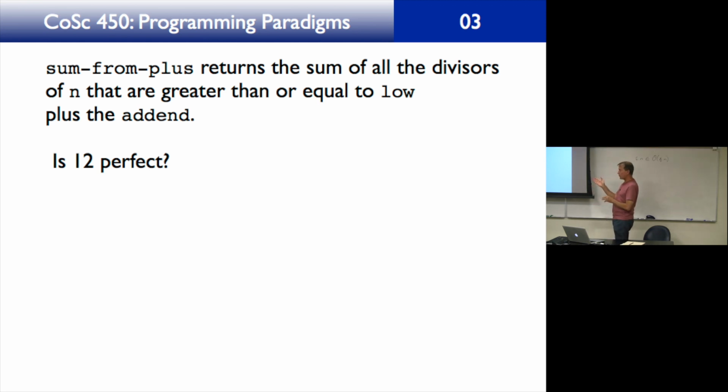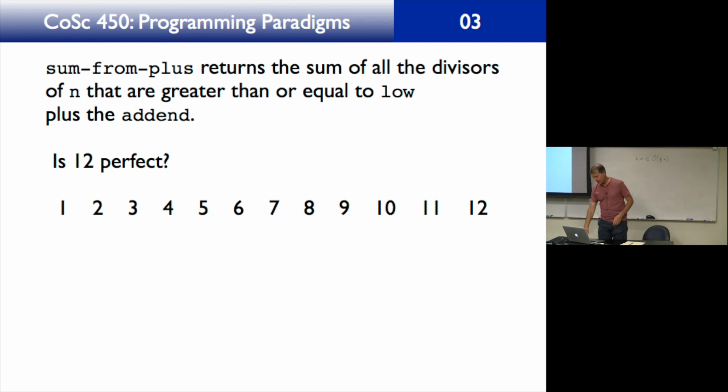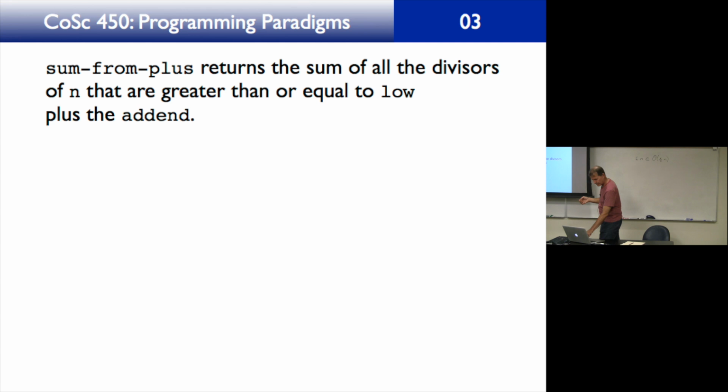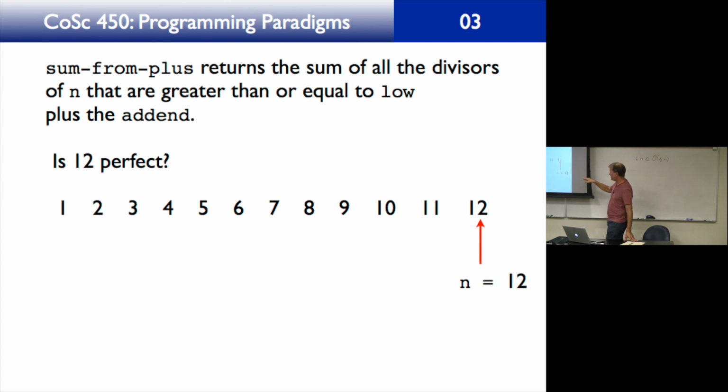We're going to do an example for 12. So how do we know if 12 is perfect? Well, we write down all the numbers, 1, 2, 3, 4, 5, 6, 7, 8, 9, 10, 11, 12, all the positive integers that are less than or equal to 12. And we would have to test each one of those and see if it divides 12. And if it does, then we need to accumulate it into the add-end. Okay, so here in this particular example, n is equal to 12.